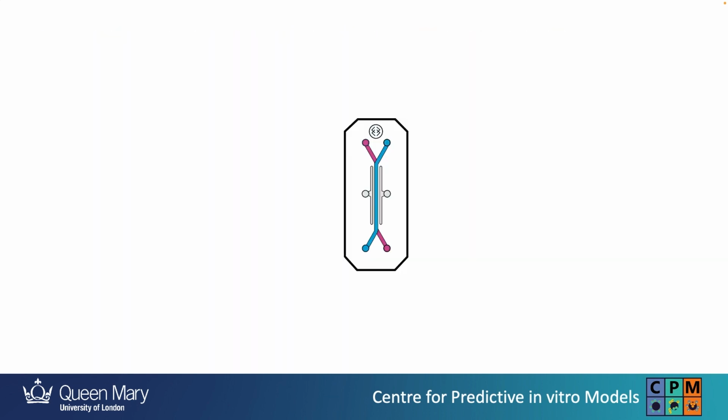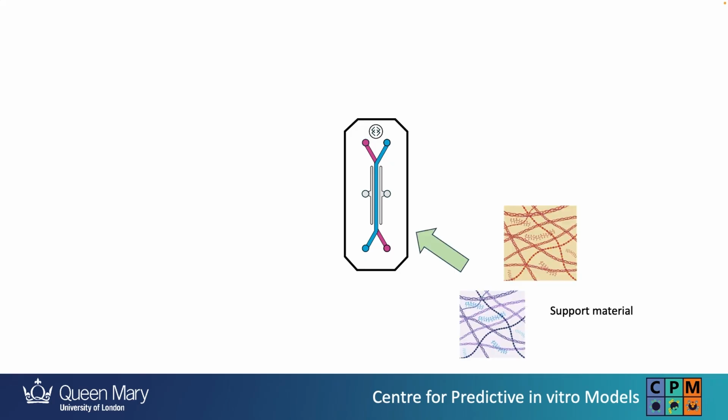I'll skip that on. So we've looked at the organ of interest. We've looked at the disease that we're trying to unpick. We have our chip ready. So let's start and build the model as we did before. So the support material, the matrix that I talked about before, and in this case, we're using two different matrices. One for the cells from the cartilage and one for the cells from the synovium.